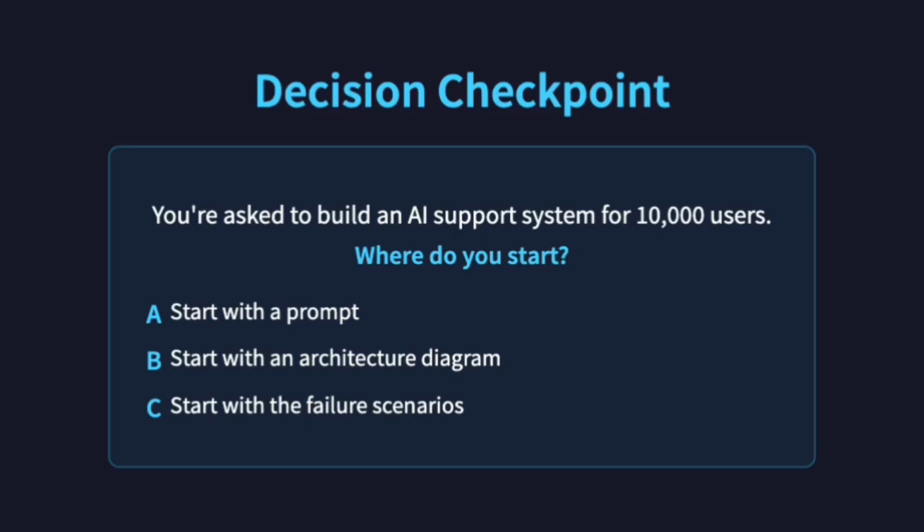All right, so let's make this real, guys. Your first decision checkpoint. You're asked to build an AI support system for 10,000 users right now, today. Now, where do you start? Option A, do you start with a prompt? Maybe you will open up your editor, write a system message, connect to the API, and start testing. Option B, you start with an architecture diagram, sketch the components, map the data flow, and plan the pipeline. Option C, you start with failure scenarios, list everything that could go wrong, every edge case, every bad outcome.